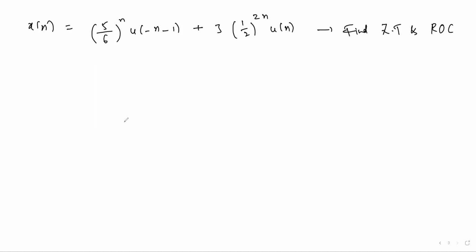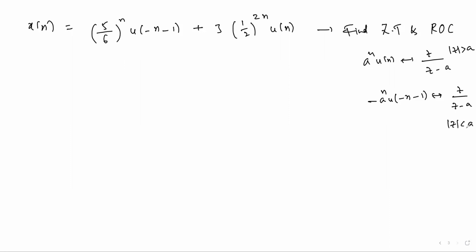What is the Z transform and ROC of this signal? Z transform pairs we know: a power n u of n is z upon z minus a with mod z greater than a. Minus a to the power of n, u of minus n minus 1 is z by z minus a, the same Z transform, but ROC mod z less than a. So directly we can use those formulas.